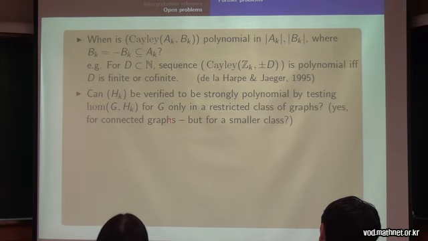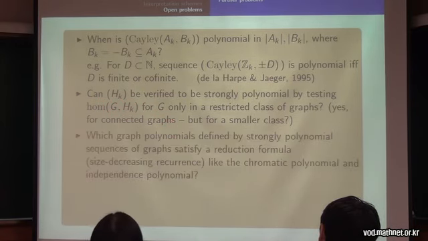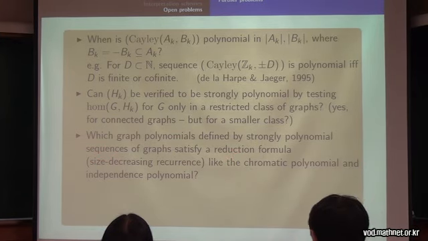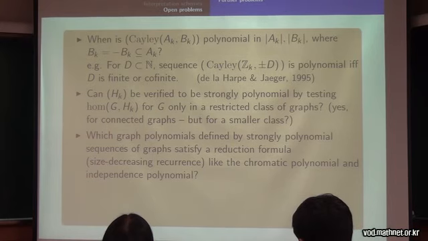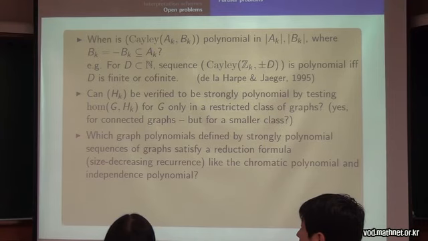And there are some good reasons to think that there must be some restricted class, which I can't go into. And then, reduction. So we had this deletion-contraction for the chromatic polynomial. We had that reduction for the independence polynomial where you deleted a vertex or you deleted its neighborhood. And these were reducing the size of the graph. These are size-reducing recurrences. And we don't actually have any other recurrences for these polynomials yet. But we haven't had a chance to look hard enough yet.